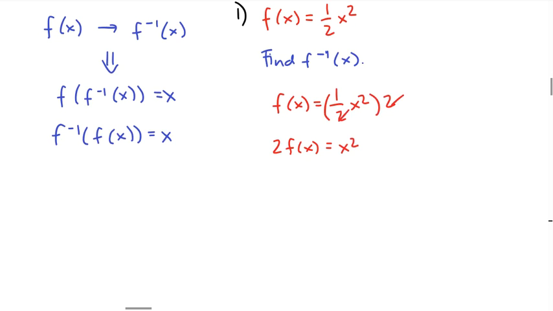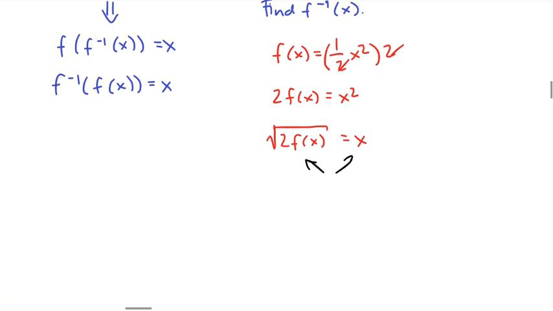Now, I want to get rid of this squared. So the opposite of squaring a number is square rooting it. So I'm going to take the square root of both sides, and that's going to isolate the x for me. So I'm going to have the square root of 2f of x equals x. Now the final step is we just want to switch the f of x and x.